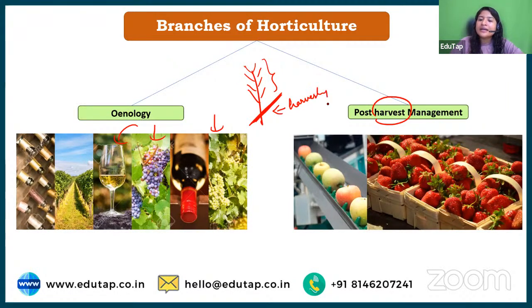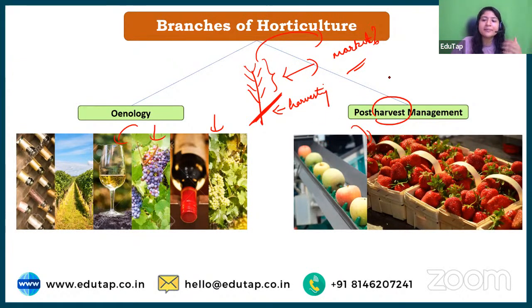ठीक है, but does it happen that you have just harvested the produce from the plant and you directly sell it into the market? No, it does not happen, right? There is a lot of process that goes in between. It has to be cleaned first, it has to be sorted first according to its size, right? Similar sizes will give you more price. If the sizes are not of the same nature, they don't fetch you more prices. ऐसा होता है. ठीक है, cleaning करनी होती है, grading करनी होती है, sorting करनी होती है.